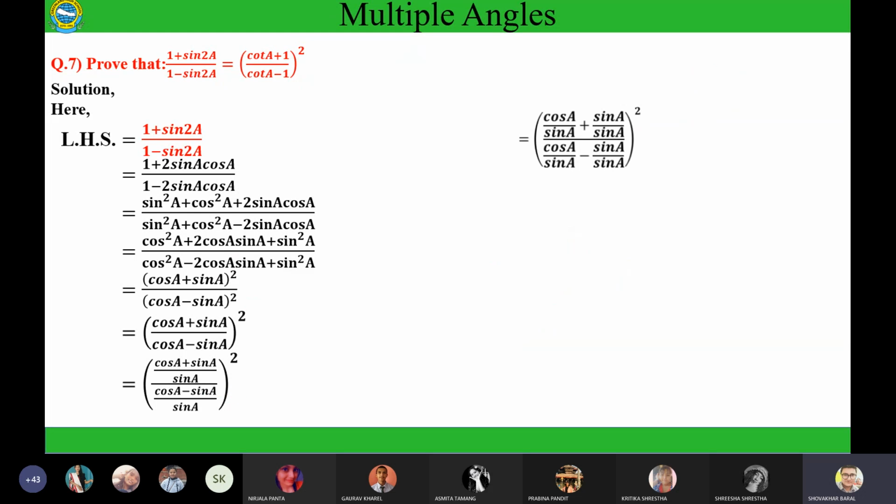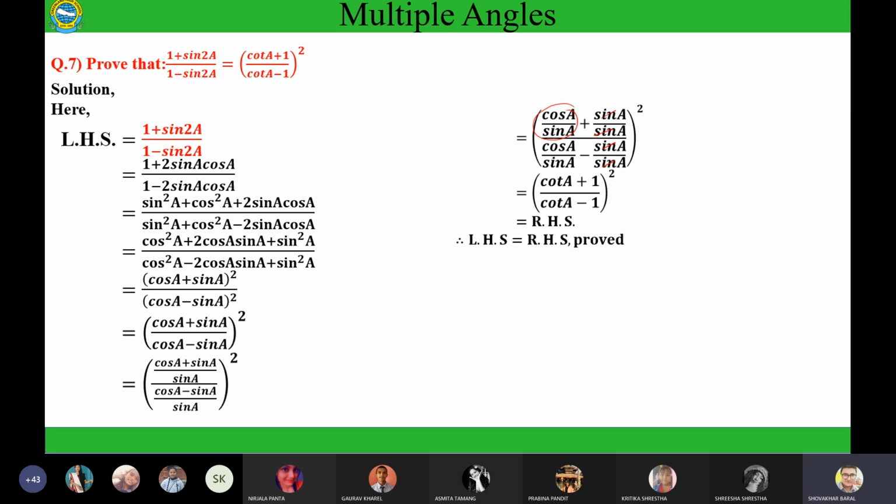So let's simplify it further. It will be cos a by sin a plus sin a by sin a whole upon cos a by sin a minus sin a by sin a whole square, and this is equal to cot a plus 1 upon cot a minus 1. This sin a and sin a will be cancelled, similarly this sin a and sin a will be cancelled. Cos upon sin is cot, so cot a plus 1 by cot a minus 1 whole square. This is the answer that we are searching for, so this is equal to the right hand side, RHS. Therefore LHS is equal to RHS, proved.